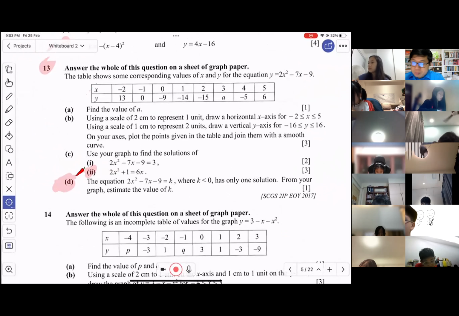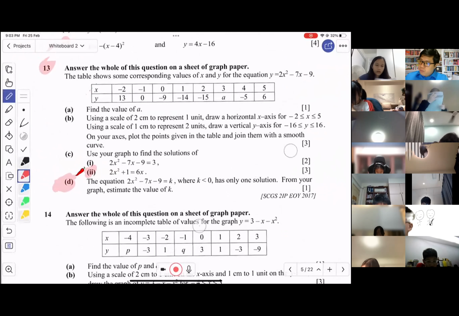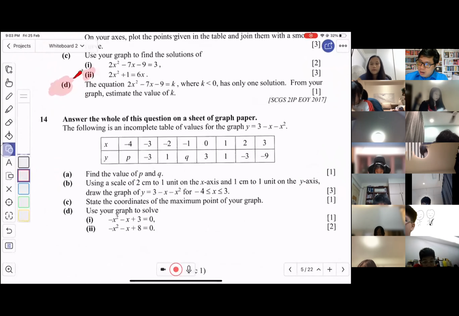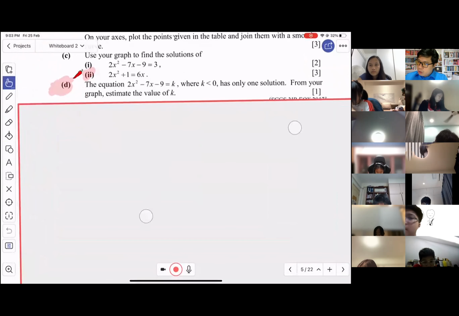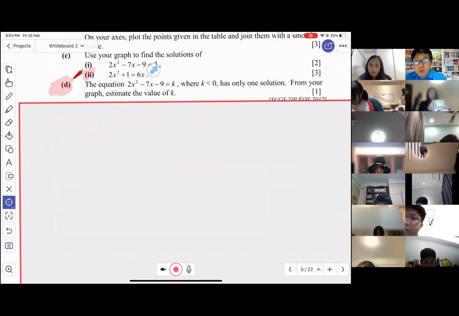13C part 2. Can I just quickly check who asked for this question? Okay, thank you. So for this, 2x squared minus 7x minus 9 equals 3. Part 1 you can do. Very good. So part 2, very simple. Instead of drawing y equals 3, you draw what?